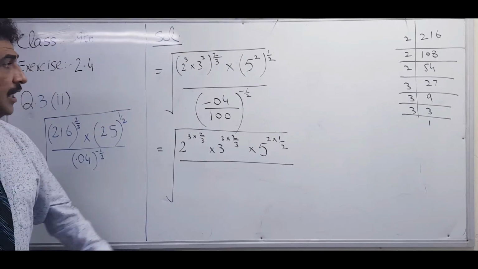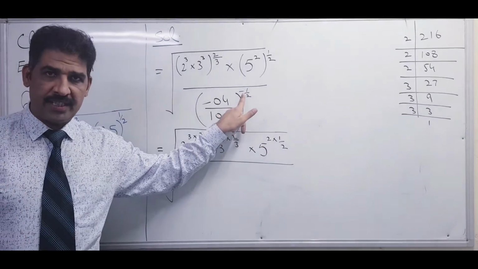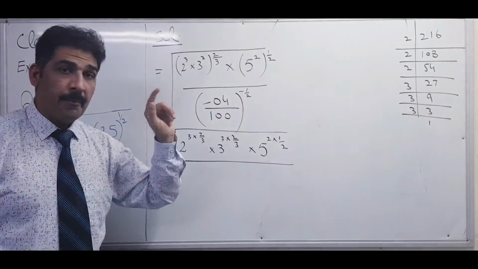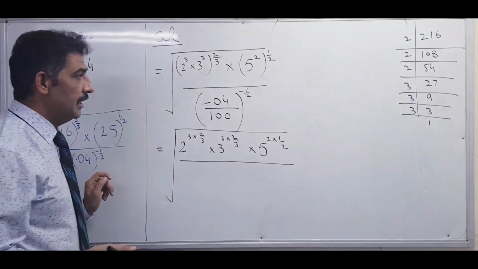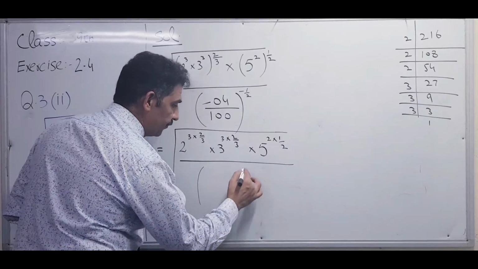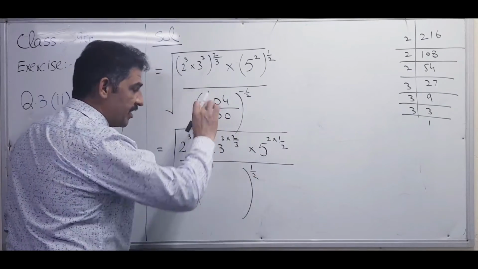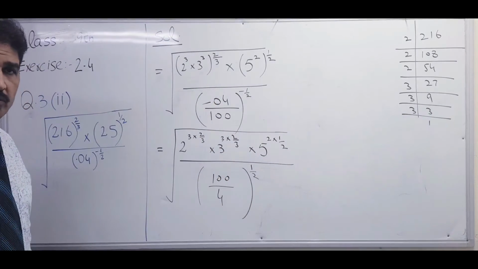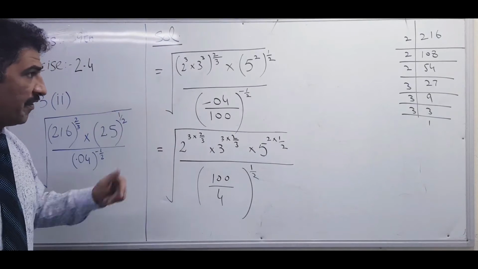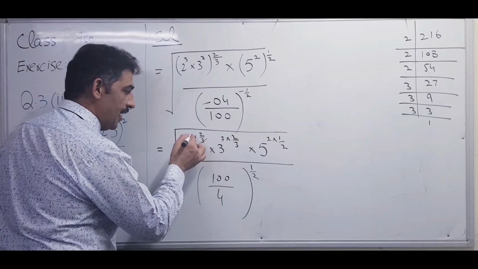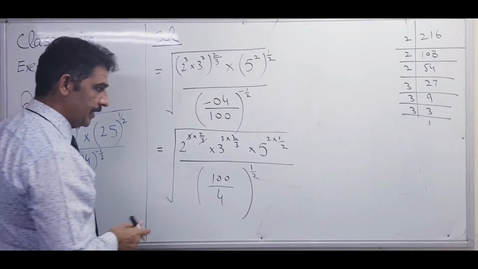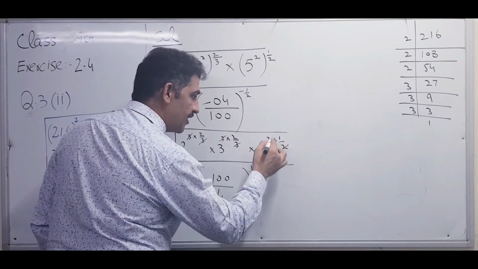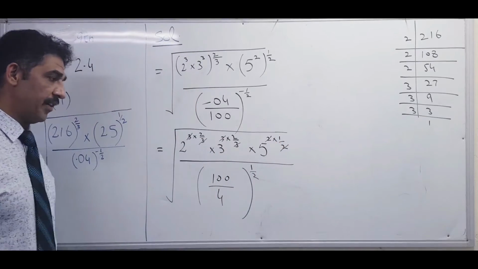In the denominator, I want to make the exponent positive. How to make it positive? Make the fraction reciprocal, and the negative sign changes into positive. The fraction you write is 100 over 4, with no value before the 0. Now we want to simplify. This 3 cancels with this 3, and this 3 also cancels with this 3. And here 2 cancels with this 2, with 5 exponent.